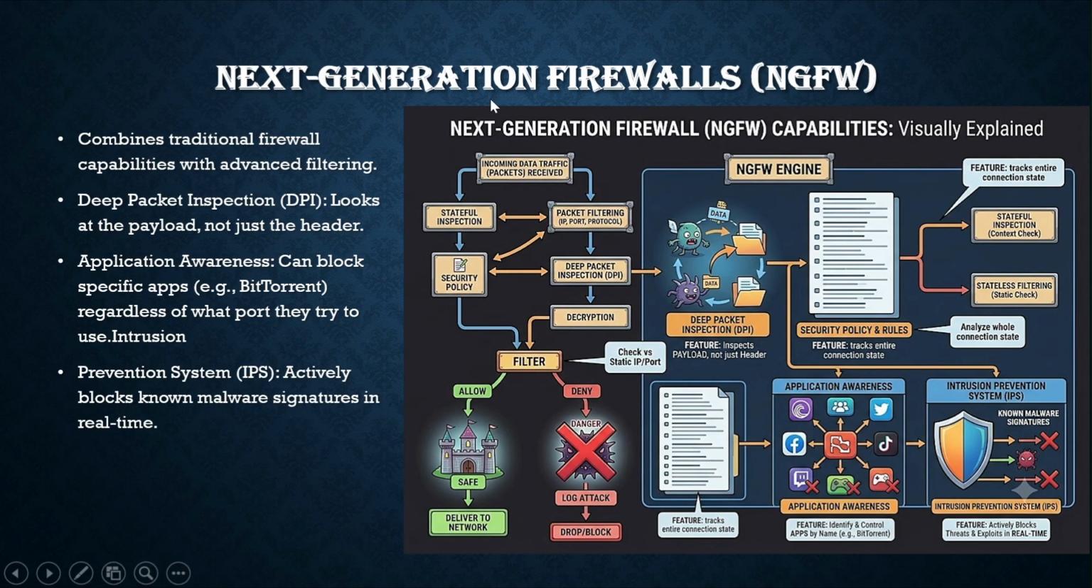So basically, next generation firewalls combine traditional firewall capabilities with advanced filtering, which we have seen in proxy firewalls. They allow deep packet inspection, which looks at the payload, not just the header of any website. Application awareness means it can block specific applications such as BitTorrent or TikTok or WhatsApp, regardless of what port they try to use. The intrusion prevention system actively blocks known malware signatures in real time.